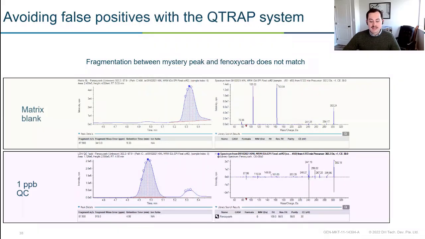And from our EPI experiment, that's where we realized, okay, up top we have our matrix blank, and on the left or right-hand side, we have our fragmentation pattern. So this is our compound's fingerprint. And if we look down below for phenoxycarb, those fingerprints don't match at all. So not only do we have the retention time difference, but we have completely different molecular fingerprints.